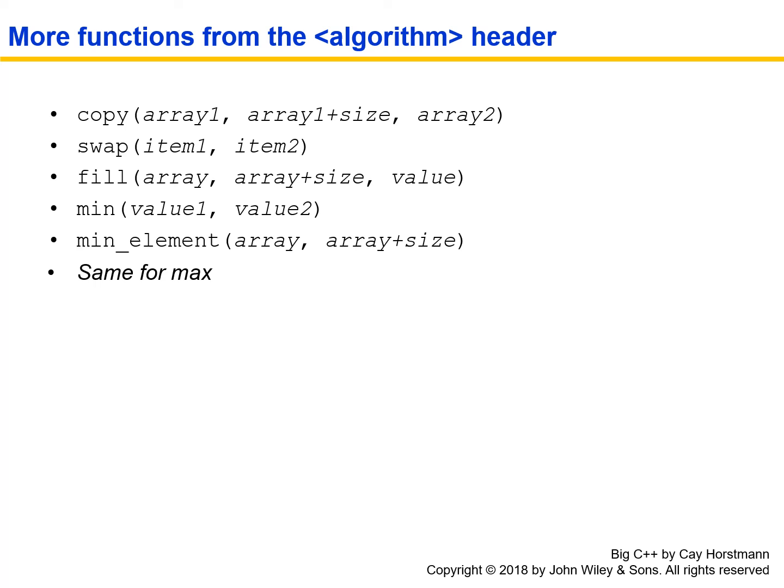Min will check exactly 2 values and find the minimum of them. The one you're really interested in for an array is min element, which will look at an entire array and return the smallest element in the array. And there are 2 similar values for max and max element.